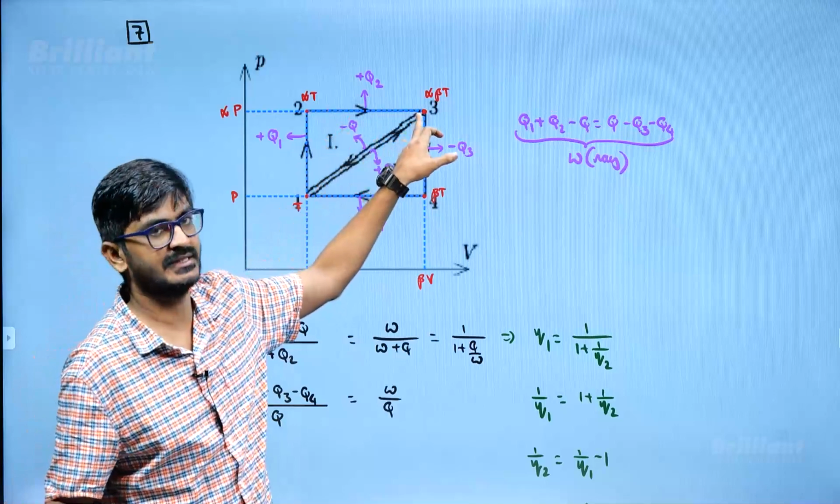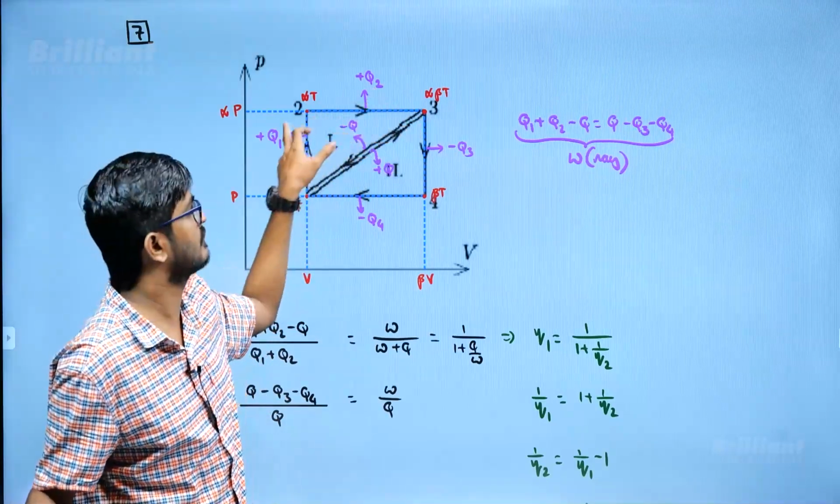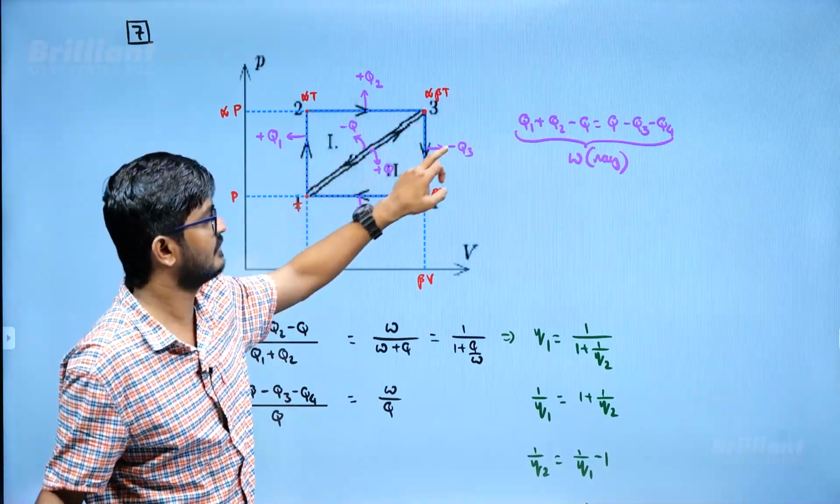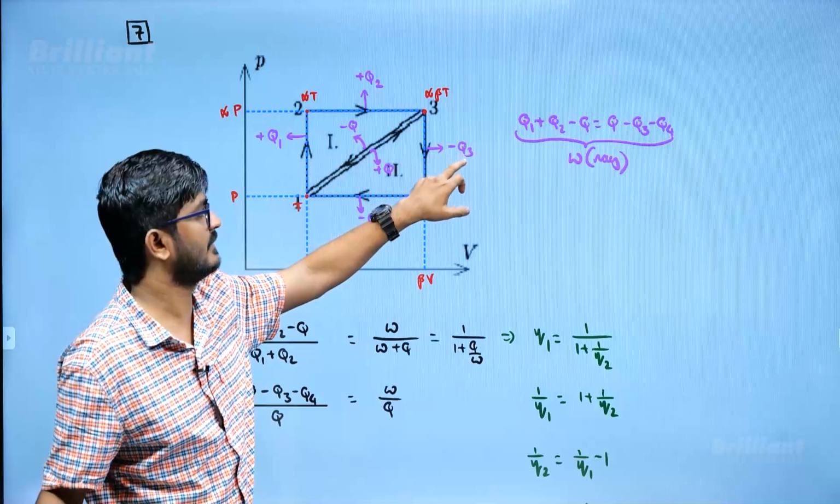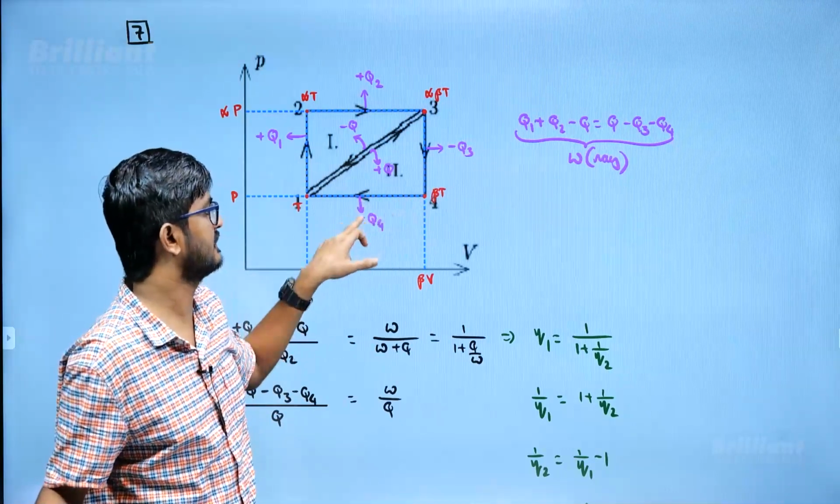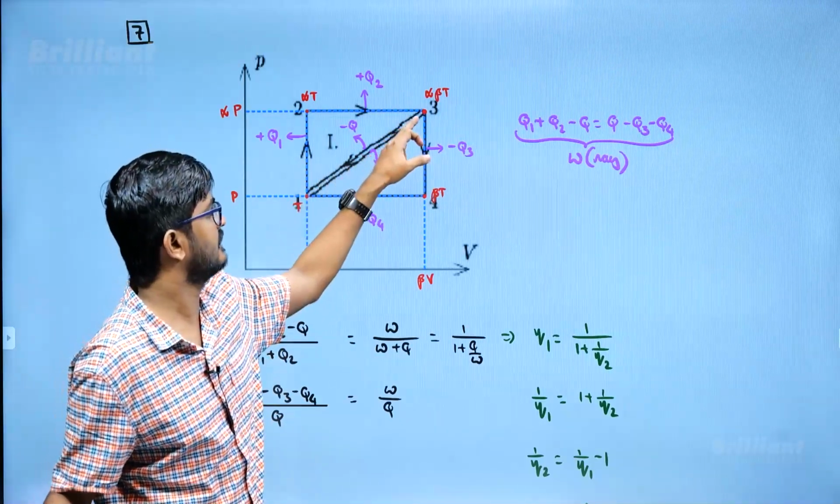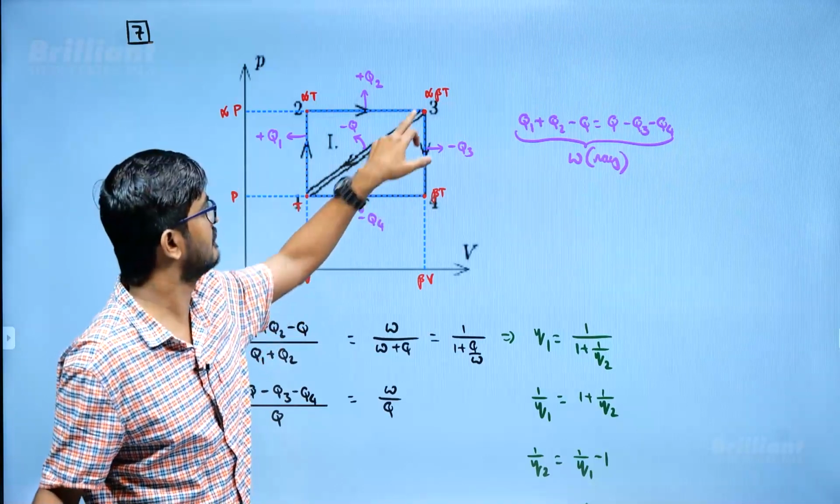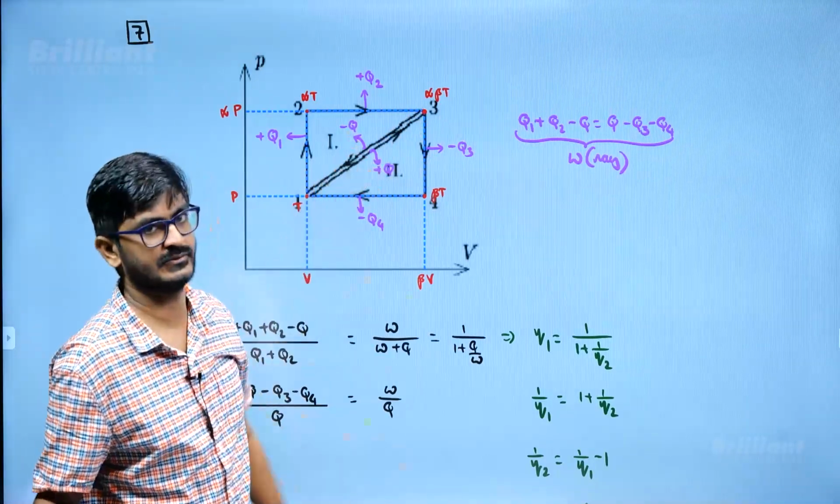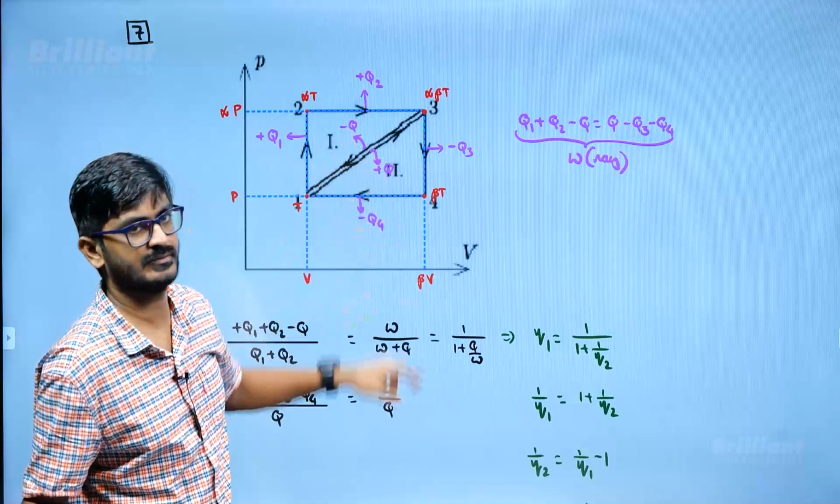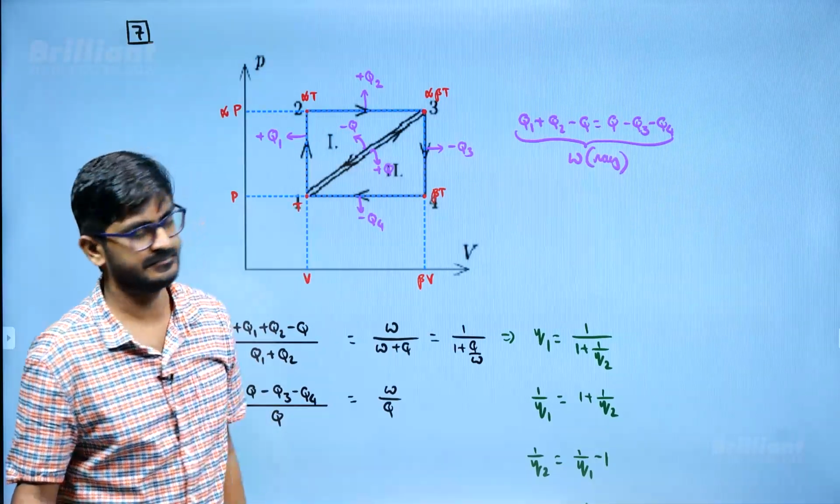Here also I can see temperature is increasing, so gas will be taking heat, so plus. Here gas will be releasing the heat, so minus Q3. Here also gas will be releasing, so minus Q4. From here to here it will be taking, so plus Q. From here to here it will be giving, so minus Q. The same: minus Q, plus Q and minus Q, right?